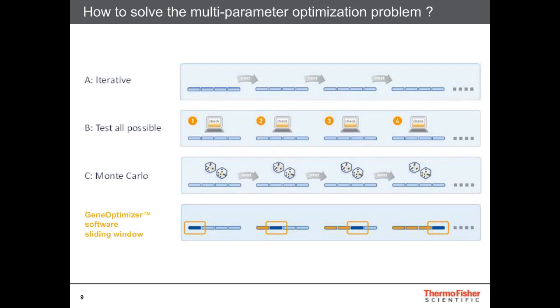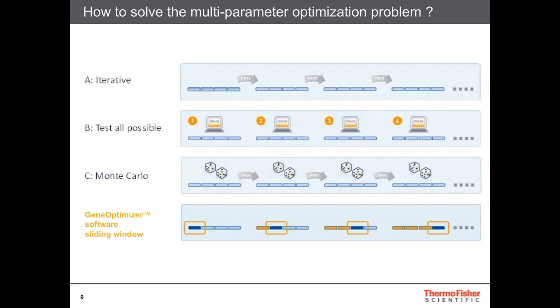You could try to test all possible sequence combinations, but just imagine a gene coding for a 100 amino acid protein. This would already create such a huge sequence space with billions and billions of different sequence combinations that actually there's no computer on Earth which can handle this in a timely manner. You could try a more random approach, a so-called Monte Carlo approach, but random optimization certainly implies that you will miss certain sequence combinations and you might not end up with the best solution.